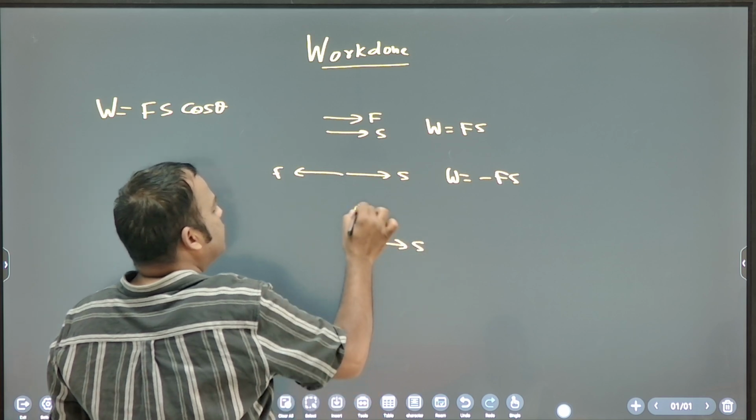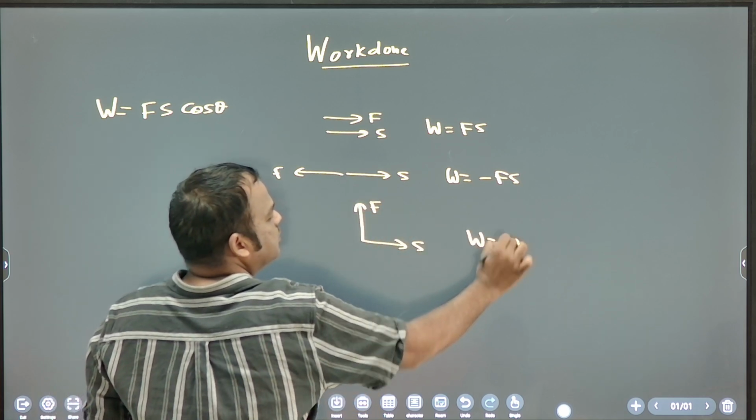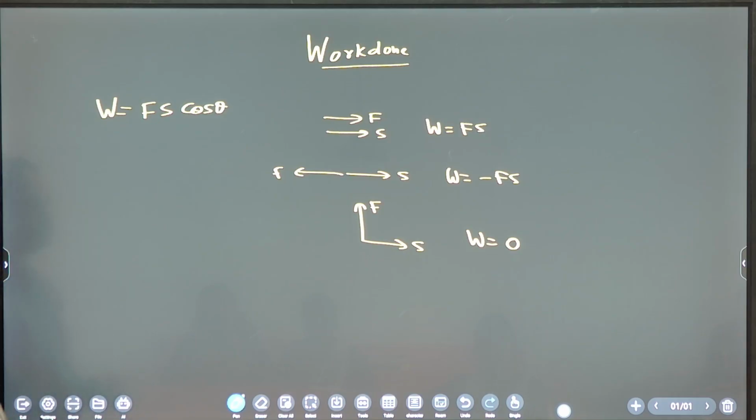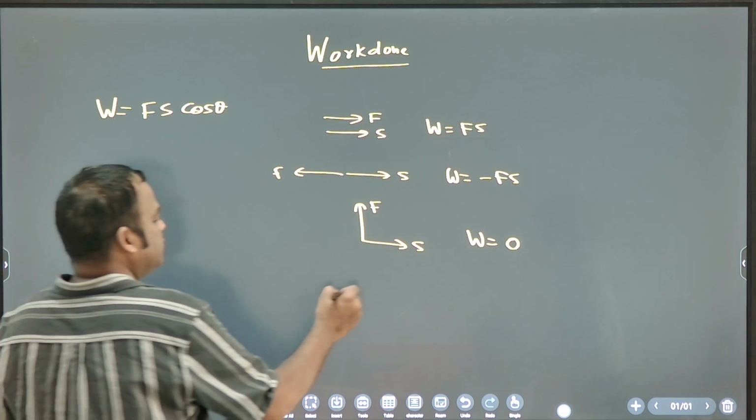Displacement is to the right side, force is upward, then what is the work done? 0. So when force is perpendicular, work done is 0.